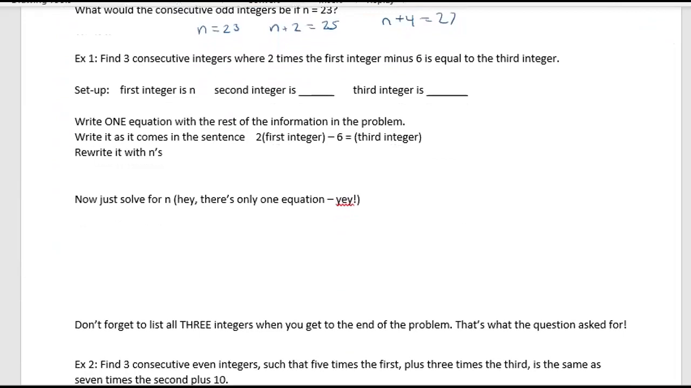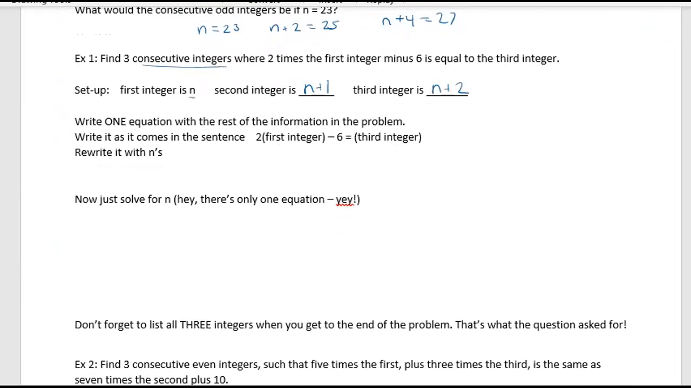All right, now here's our first problem. Find 3 consecutive integers where 2 times the first integer minus 6 is equal to the third integer. First, start with what are our integers? They are consecutive integers. They're not even, they're not odd. So the first one is n, the second one is n plus 1, and the third one is n plus 2.